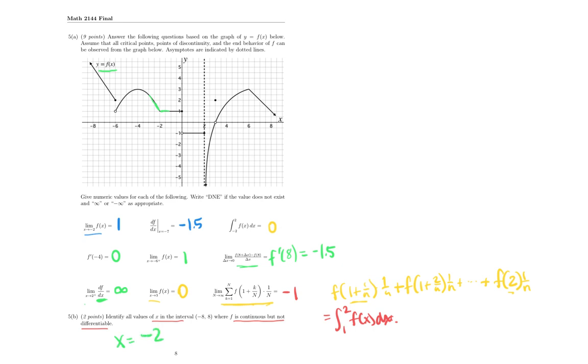Another one is at 6. The function is continuous, but the left and right hand slopes are different slopes. So that's another answer. So those are the two.